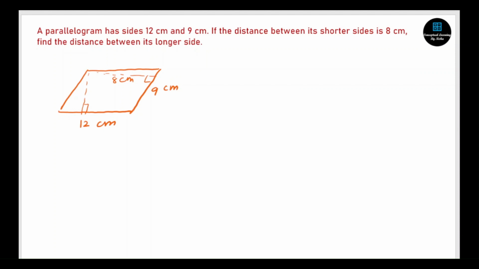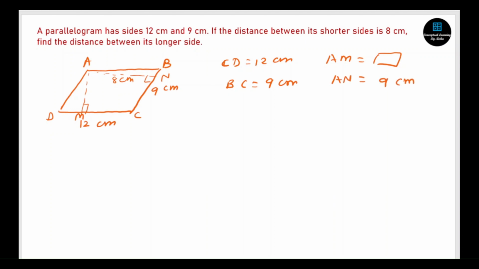Let's label this. Make it A, B, C, D, or you can give any name, and say this is M and N. Now, what is given to us? The base CD is 12 centimeter, and I have to find its corresponding height, the distance between the longer sides. When I take the base BC, this is 9 centimeter, and the height is AN, which is 8 centimeter. You have to interpret the question, see what is given to you, and if you draw the figure, that will be easier to understand.